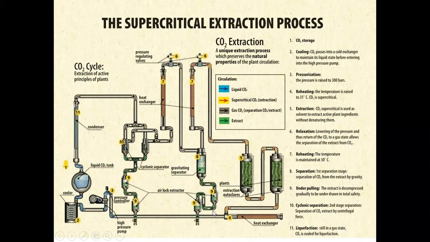So here is a schematic diagram of a supercritical extraction process. First stage, second, third, fourth, fifth, and then 6, 7, 8, 9, 10, and finally 11, and again recovery of the CO2 back into the container. So these are the steps, explanation of all these 11 steps. Those are shown in this particular schematic diagram with explanation.